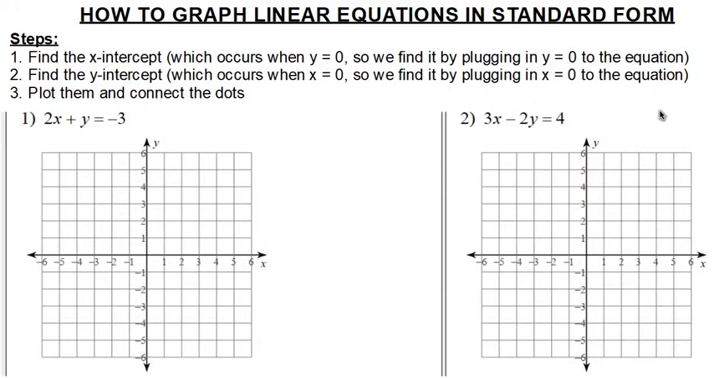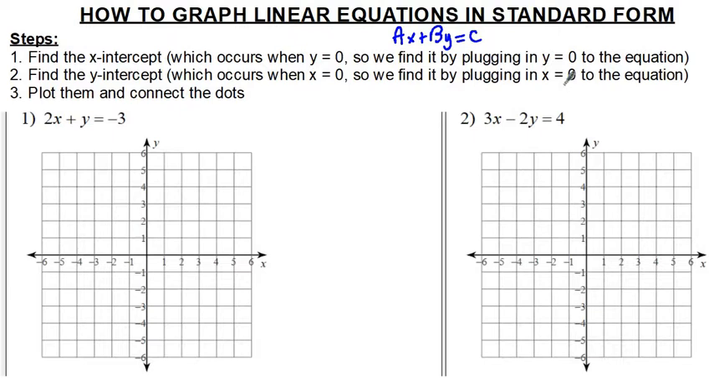Alright, in this video we want to talk about how to graph linear equations that are written in standard form. We talked about standard form before. Standard form just means it's written in this form: ax plus by is equal to c. So the way to do this is basically a three-step process. We have to find the x-intercept, we have to find the y-intercept, and then we just connect them together.